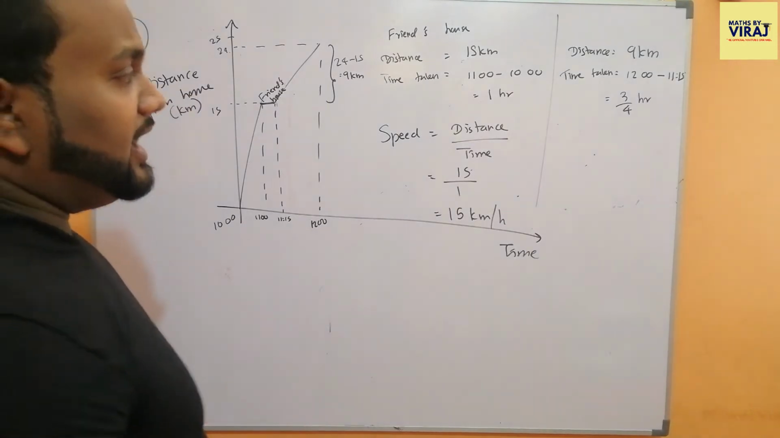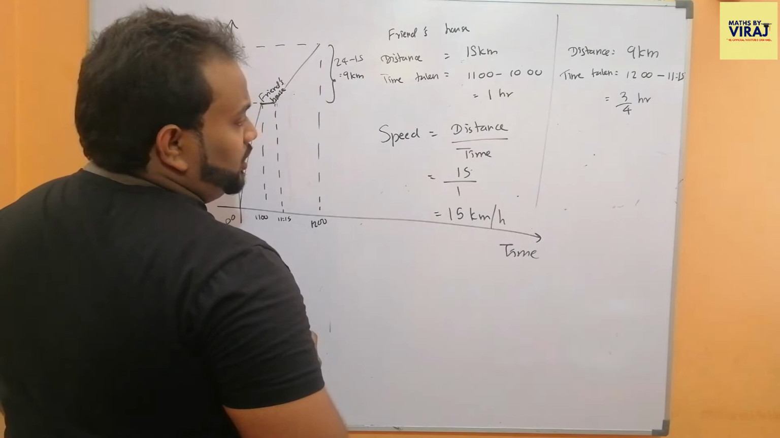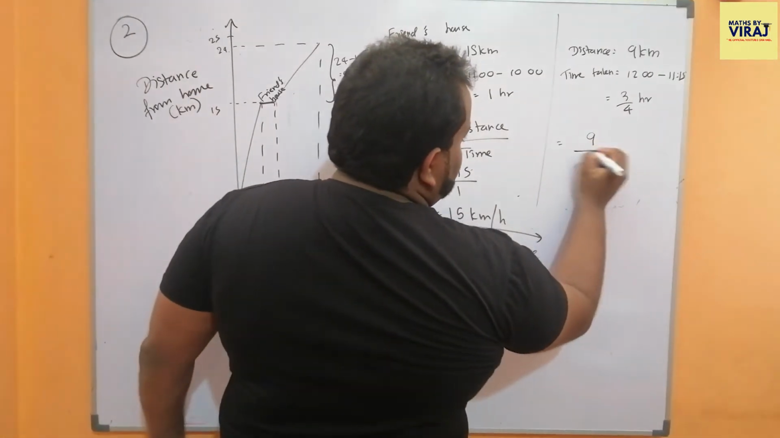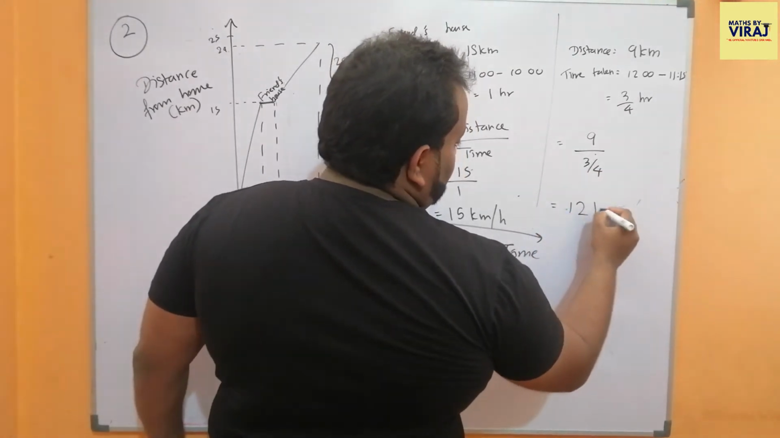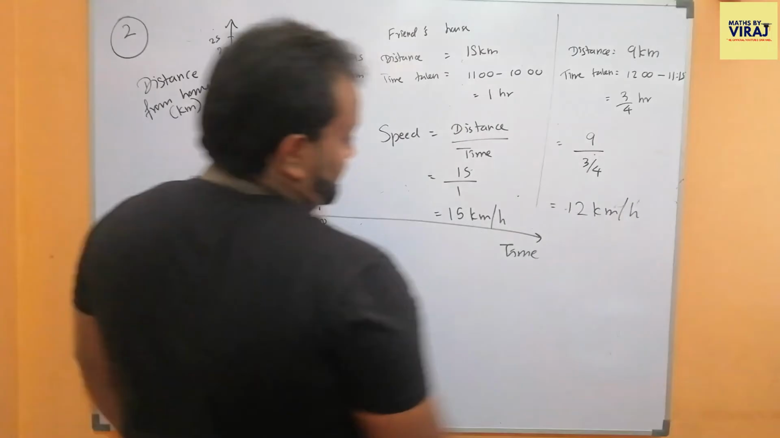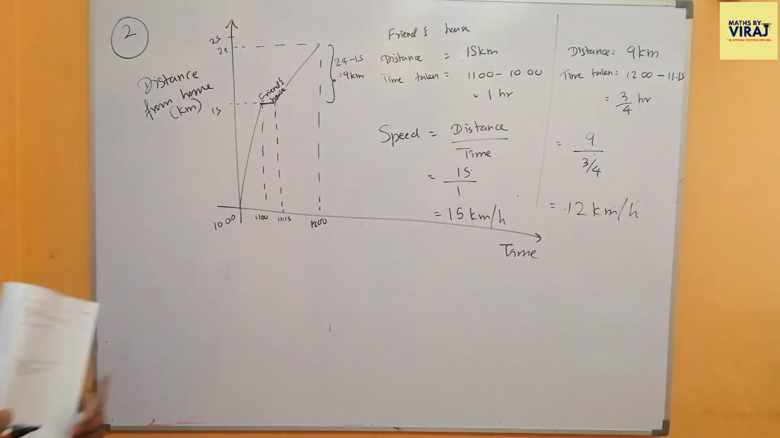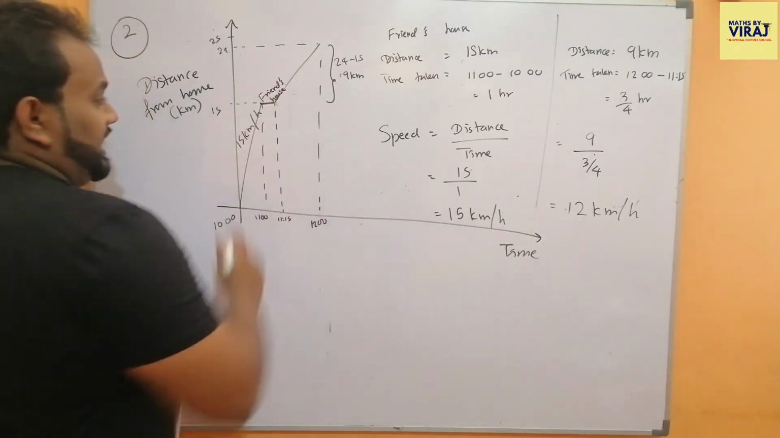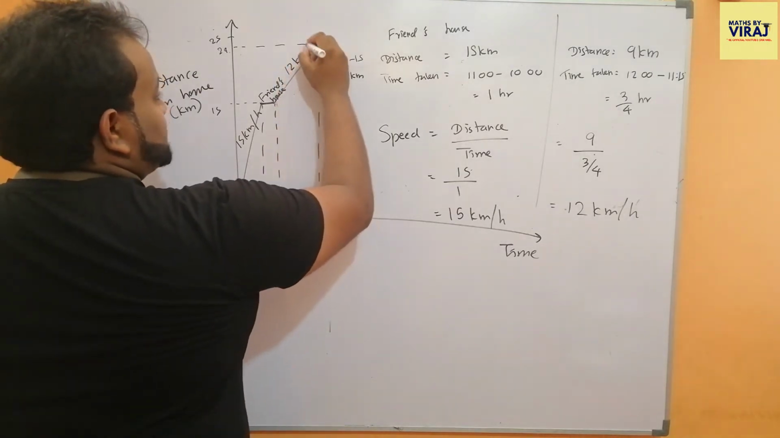3/4 of an hour. Therefore, again, based on the equation speed is equal to distance divided by time, I can say 9 divided by 3/4. The answer is 12 kilometers per hour. So on the first part of the journey, she travels at the speed of 15 kilometers per hour, and in the second part she travels at the speed of 12 kilometers per hour.